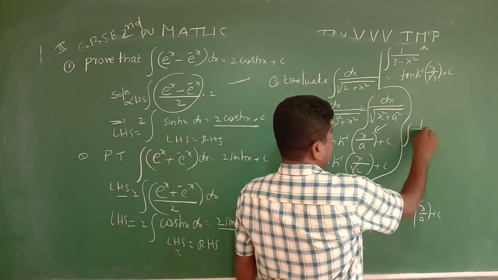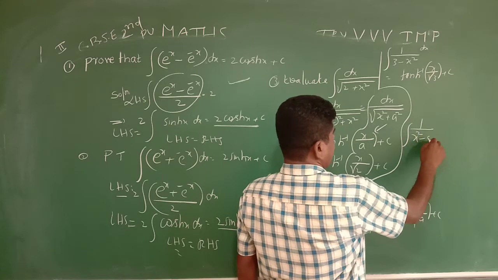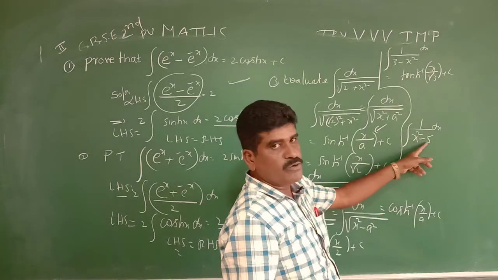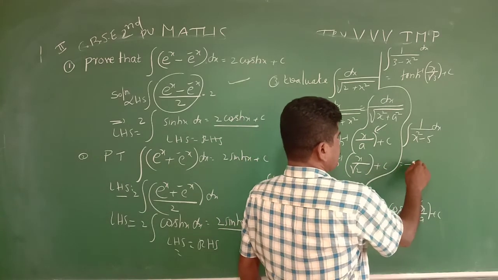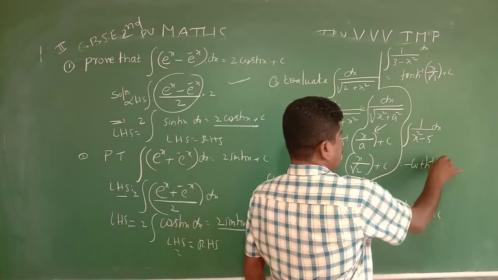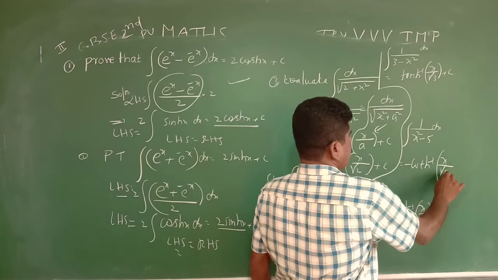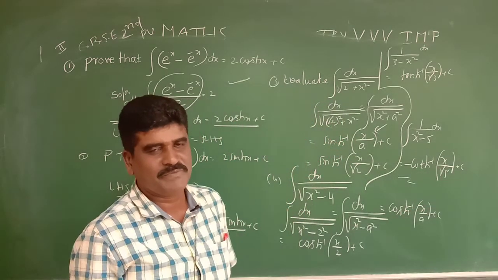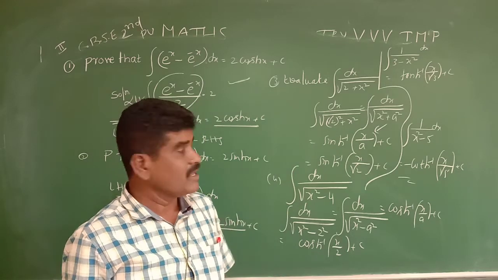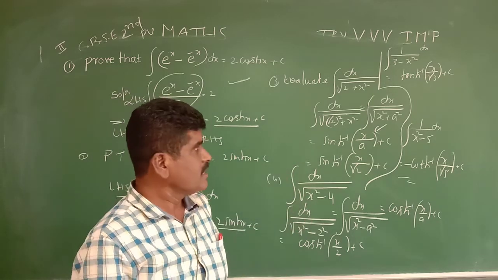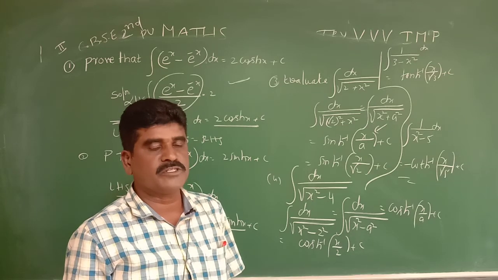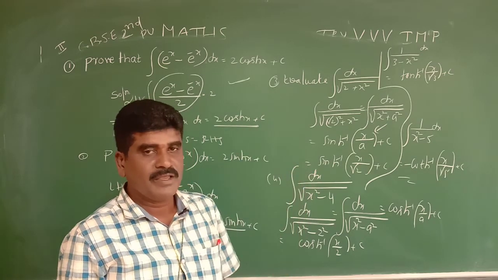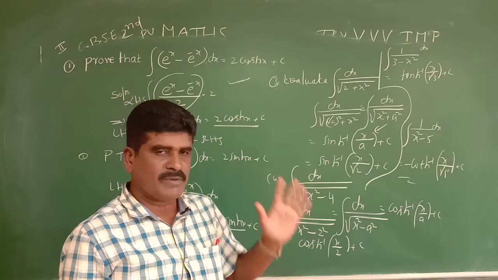Evaluate integration of dx by x square minus 5. x square minus root 5 whole square, its answer is coth inverse of x by root 5 plus c. Single step answer. And also the special integration: integration of dx by x square minus a square is equal to 1 by 2a log of x minus a by x plus a, plus c. Use whichever formula you like; it is only one step.